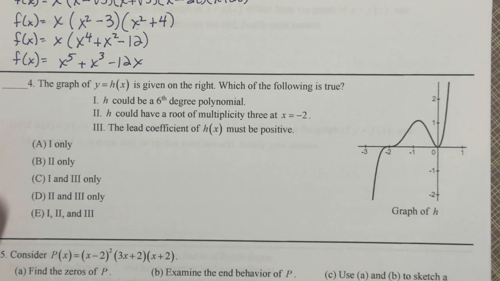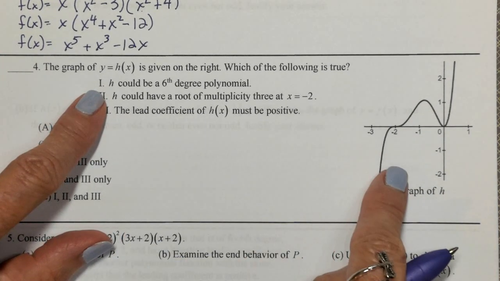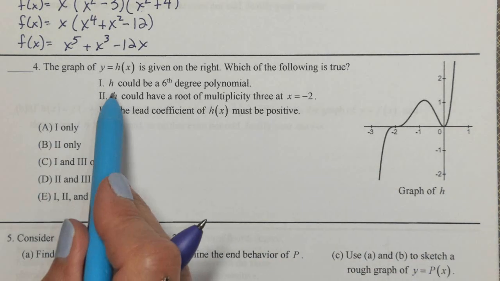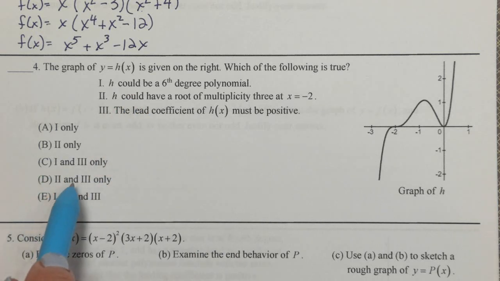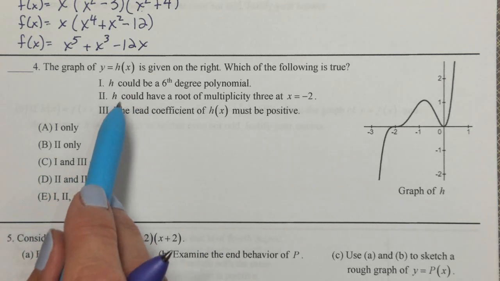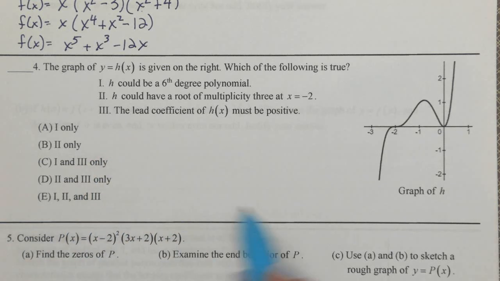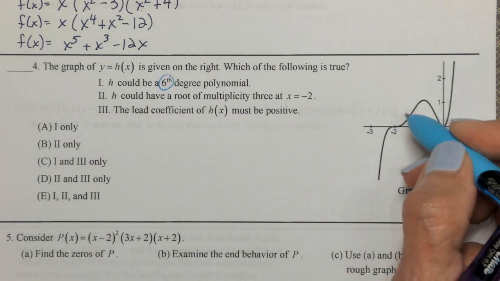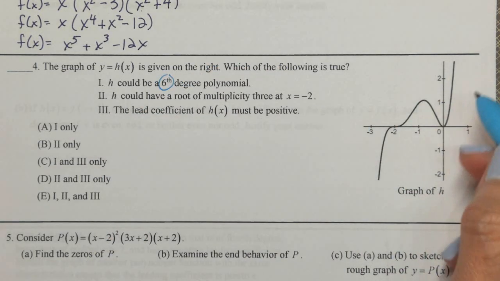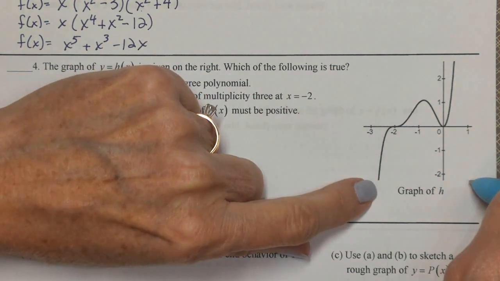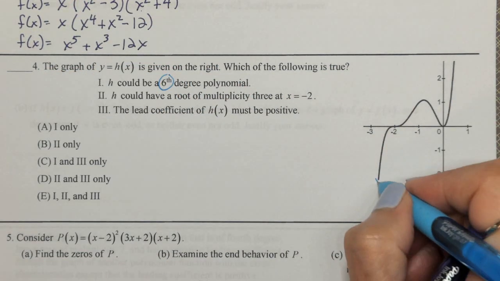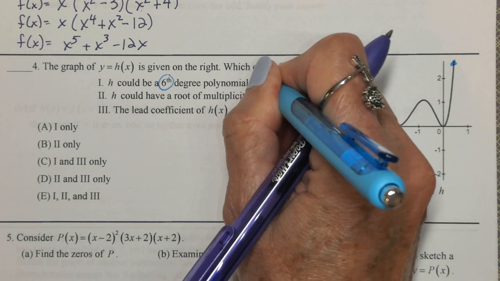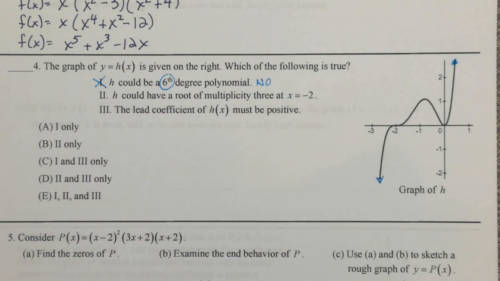Alrighty. The graph of h is given on the right. Which of the following is true? H could be a 6th degree polynomial. Could h be 6th degree? No, it could not, because even degrees always have the same end behavior. Either they're both going to infinity or they're both going to negative infinity. Here, one of them is going to negative infinity, one of them is going to positive infinity. So no, that could not be true.